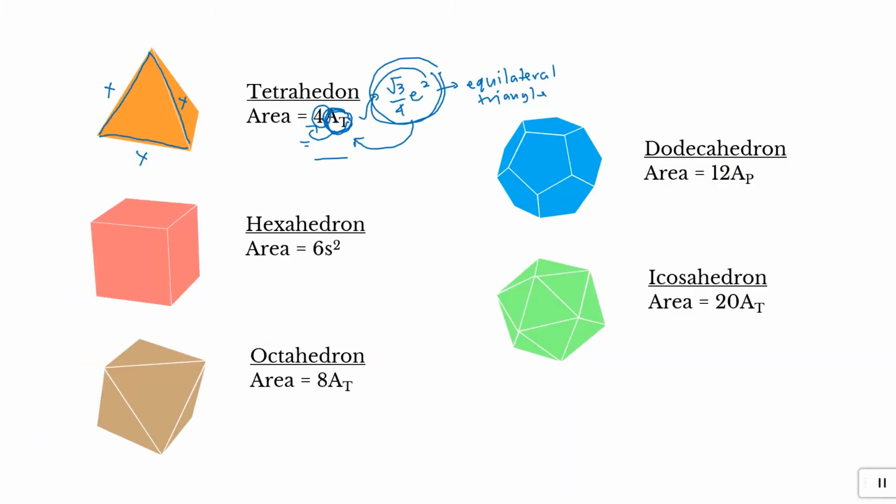Okay? Same thought, same concept applies to the others, class. For the hexahedron, you have 6 faces. What is the face of a hexahedron? It's a square. Being a square, how do we get the area of a square? S squared. So just get the area of the square using S squared, and multiply that by 6 because there are 6 faces for a hexahedron. Same concept is applied to the octahedron, class. There are 8 faces. What is the face? A triangle. So the area of an equilateral triangle again. You have your dodecahedron. There are 12 faces. This one here is the area of a pentagon, class.